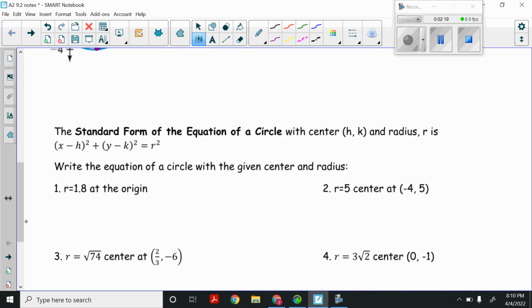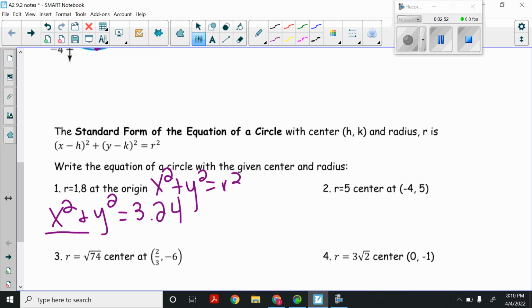First we're just going to write the equation of a circle given the center and the radius. The radius for number 1 is 1.8 at the origin. At the origin, my formula is simply x squared plus y squared equals r squared, because my h and my k are 0, 0, so I don't need those parentheses. So x squared plus y squared equals, I take 1.8 and square that, so 3.24. That's the equation of that circle.